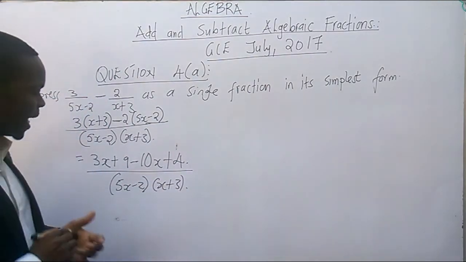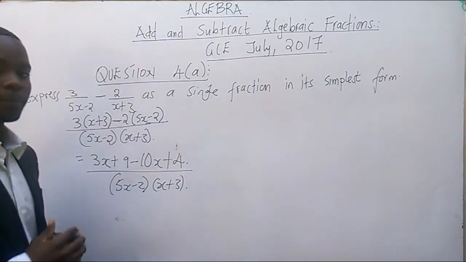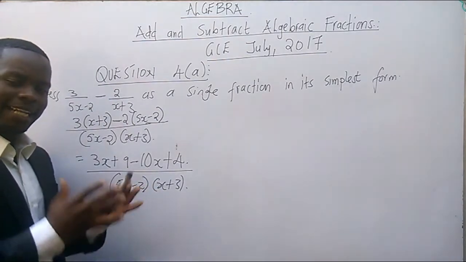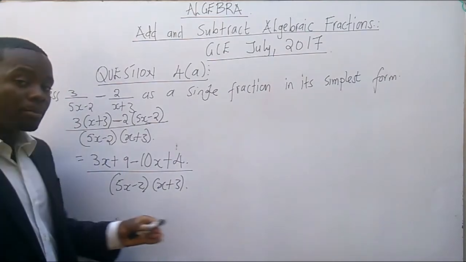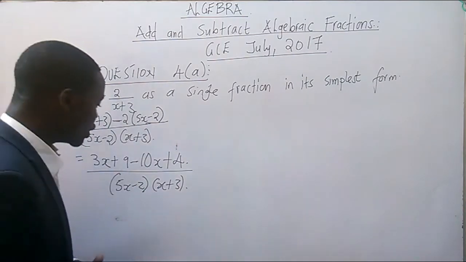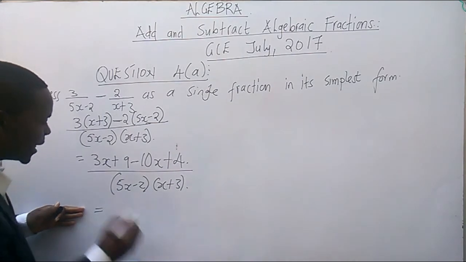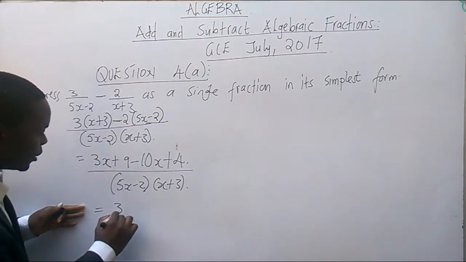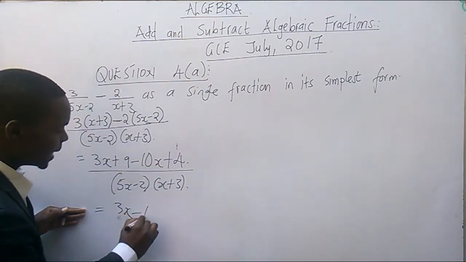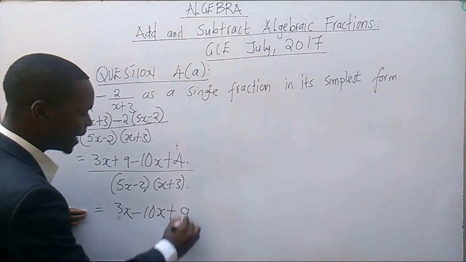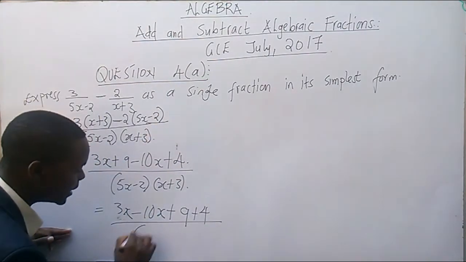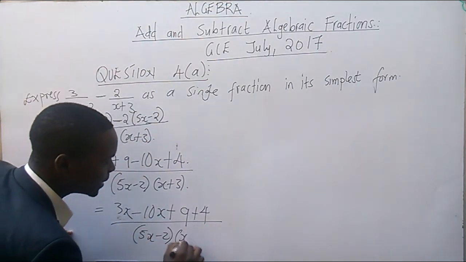Okay. So thereafter, we can simplify our numerator. The only way you can simplify our numerator is by collecting the like terms. Once you collect like terms, you can add and subtract them. Remember in the previous video, you learned how you can add and subtract like terms and unlike terms. So what we are going to have here is we collect the like terms. So we are going to have 3x. The like term to 3x is what? Is negative 10x. And then we have got positive 9. The like term to positive 9 is positive what? 4. Everything divided by 5x minus 2, x plus 3.